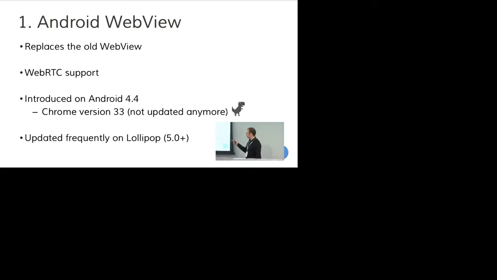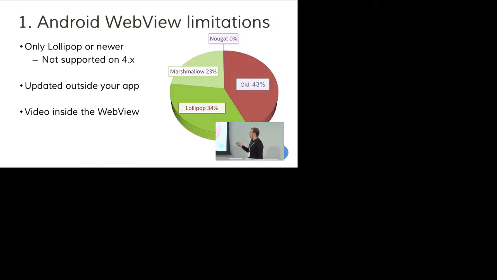The good thing now on new devices is that it is updated very frequently with every version of Chrome. So it's one of the options. But it has some limitations. The problem with working only on Lollipop is that there are a lot of devices that you are not targeting if you are using the web view. Lollipop and newer versions are only about 50% of the market share of Android.